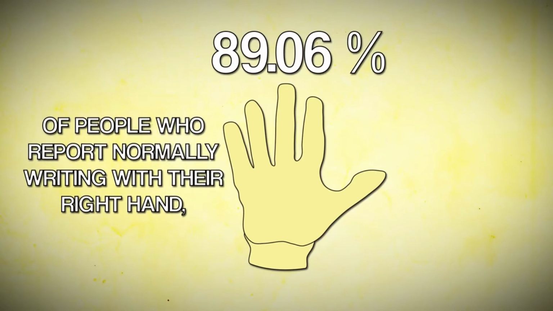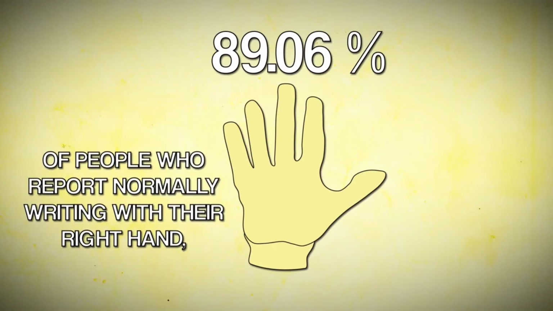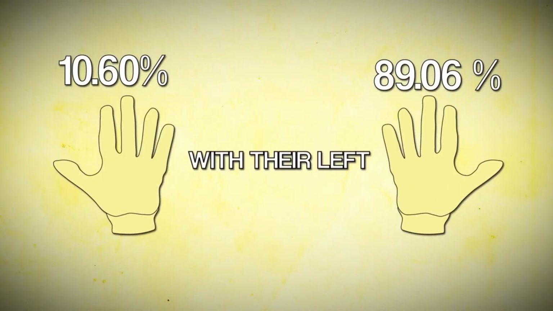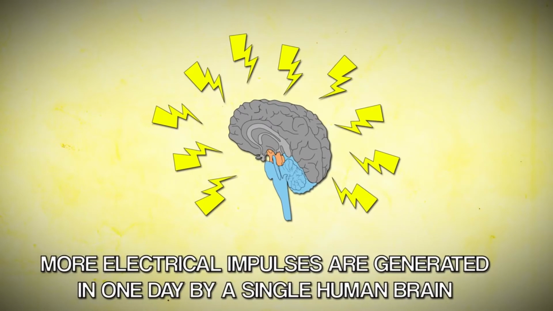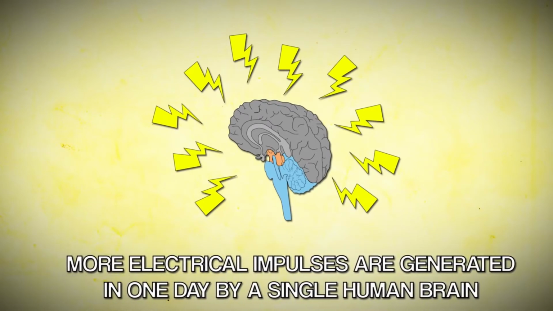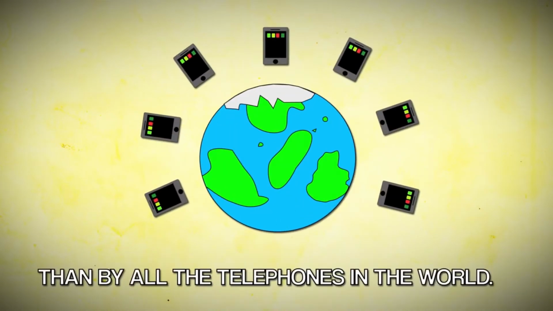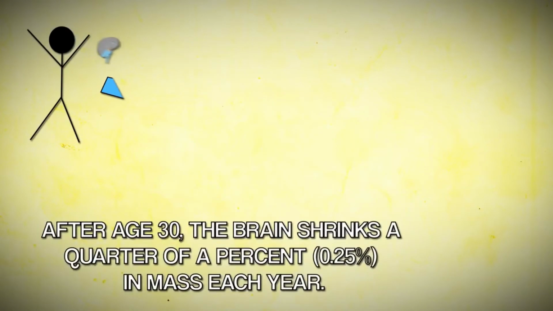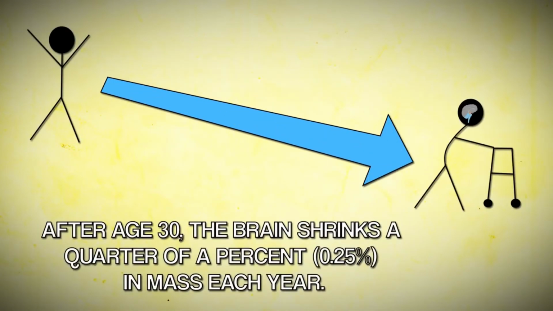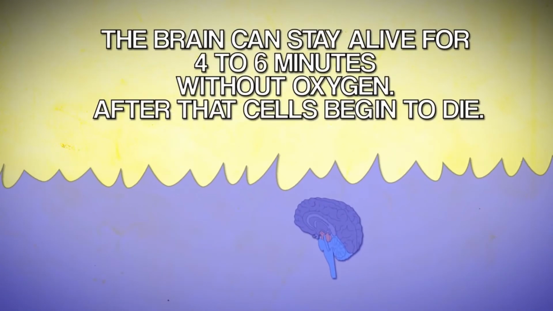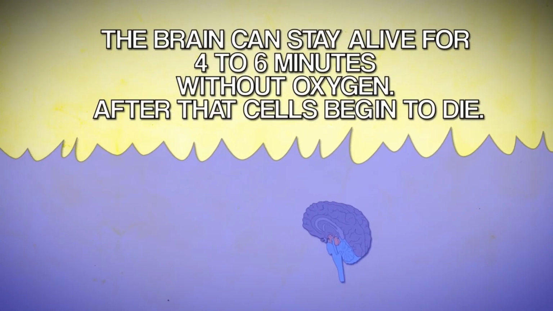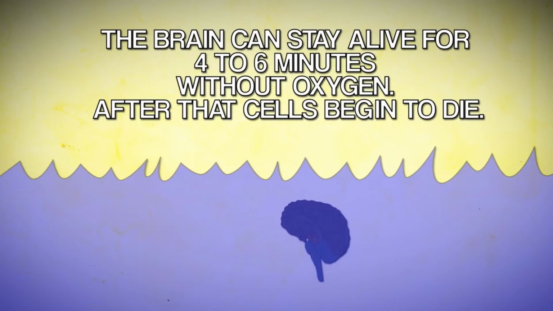89.06% is the percentage of people who report normally writing with their right hand, 10.6% with their left, and 0.34% with either hand. More electrical impulses are generated in one day by a single human brain than by all the telephones in the world. After age 30, the brain shrinks 0.25% in mass each year. The brain can stay alive for 4 to 6 minutes without oxygen. After that, brain cells begin to die.